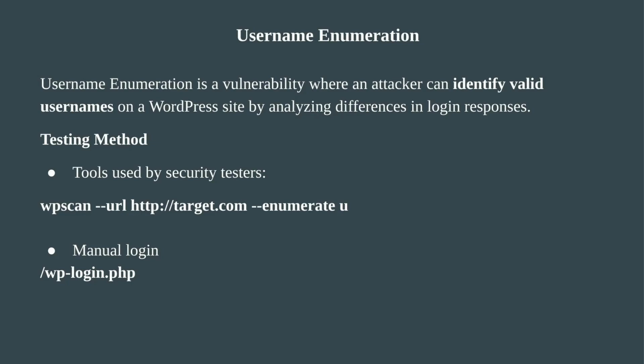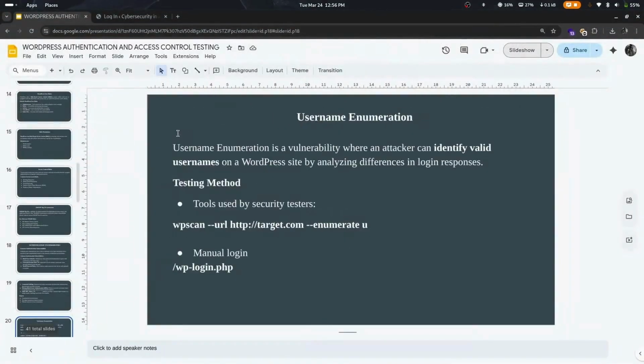Username enumeration. Username enumeration occurs when an attacker can identify valid usernames on a website. This happens when the login page returns different error messages depending on whether the user exists or not. If the system shows invalid username for one request and incorrect password for another request, an attacker can easily determine which usernames are valid. Security testers often use tools like WPScan to automate username enumeration and identify valid accounts. I will show you one command.